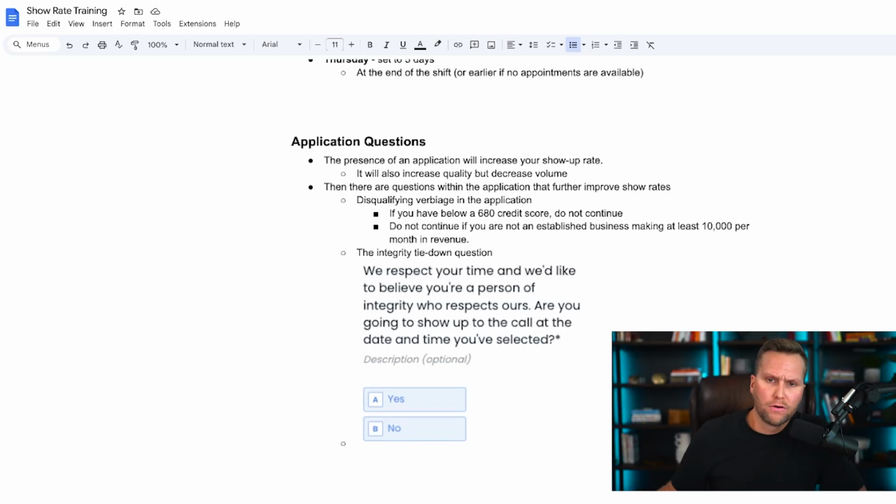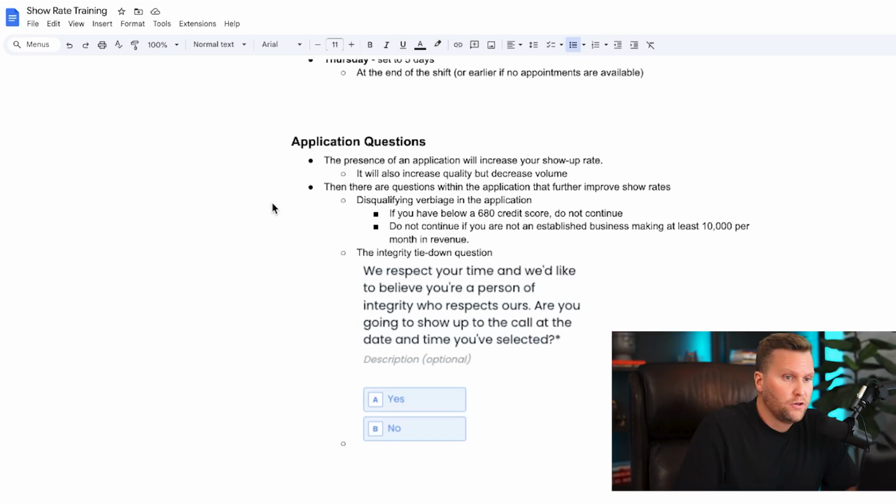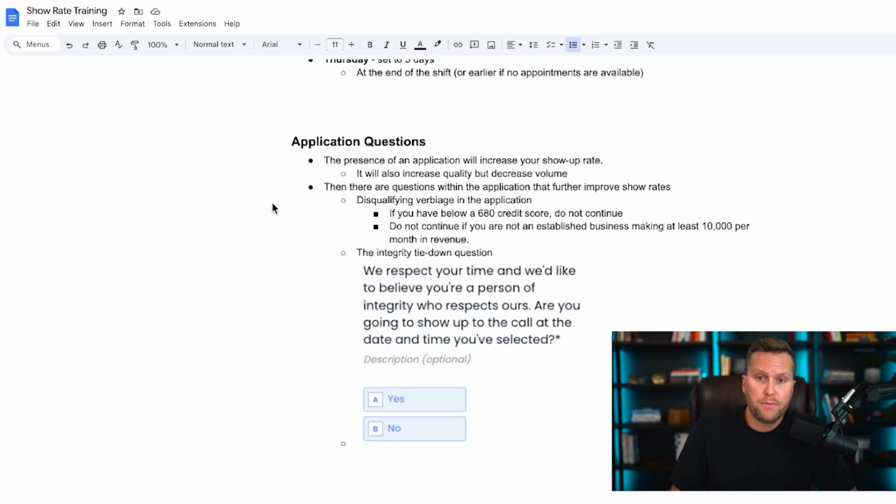We'll go over a handful of questions that you can add in here. Some, you can add in disqualifying questions. For example, if you have a below 680 credit score, please do not continue. Or if you're not an established business and you're not making at least $10,000 a month, do not continue.